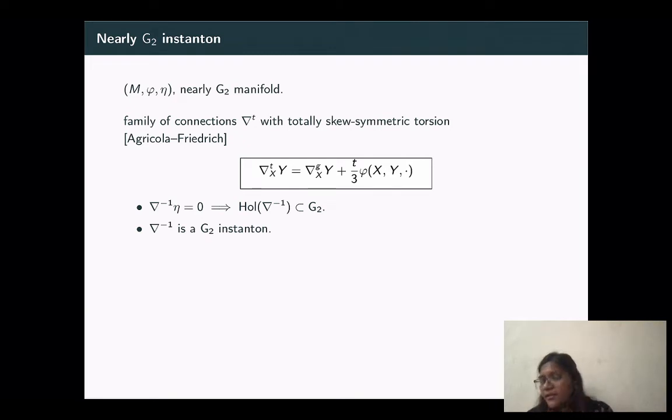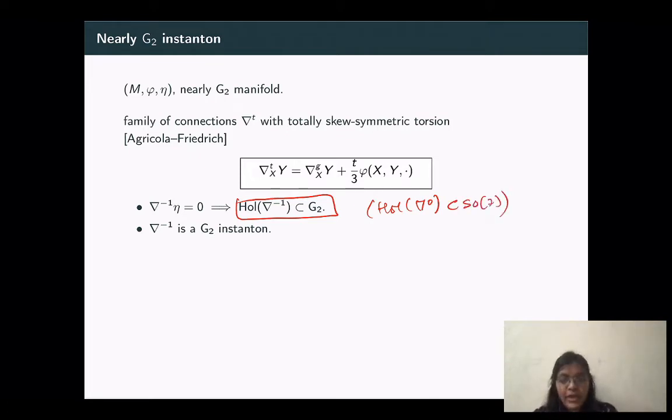In this family, if we fix T equals -1, then we can see that nabla -1 of eta is 0, so the Killing spinor eta is parallel with respect to the connection nabla -1, and that means that the holonomy of this connection nabla -1 is inside the Lie group G2. If you remember from lecture 1, the holonomy of nabla 0, which is just the Levi-Civita connection when T is 0, is inside SO(7) and not inside G2. This was the difference between nearly G2 and torsion free G2.